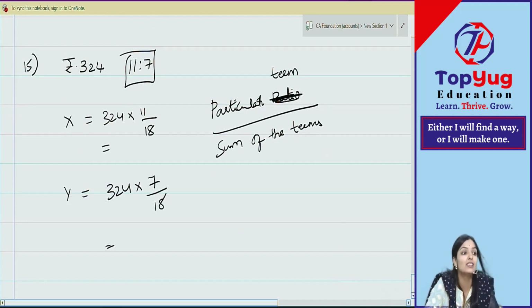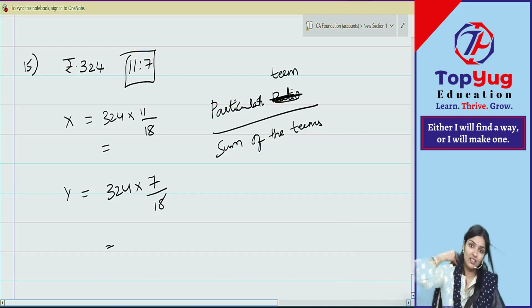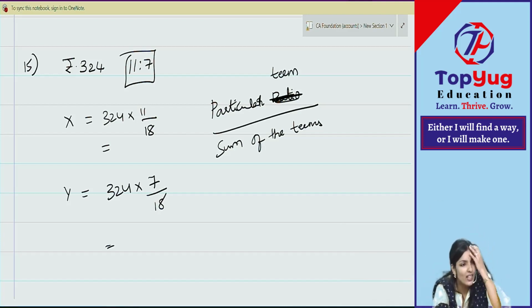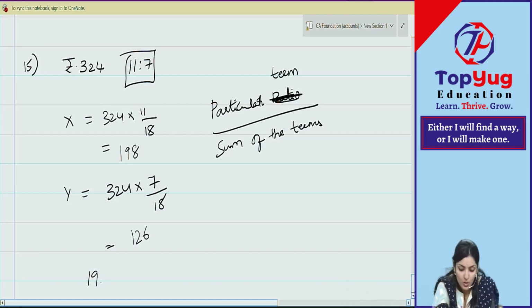Come on, tell me the answer. What is the first one's answer? X gets how much? 198. And then y? 126. So 198 is to 126. Simplify and tell me the answer.